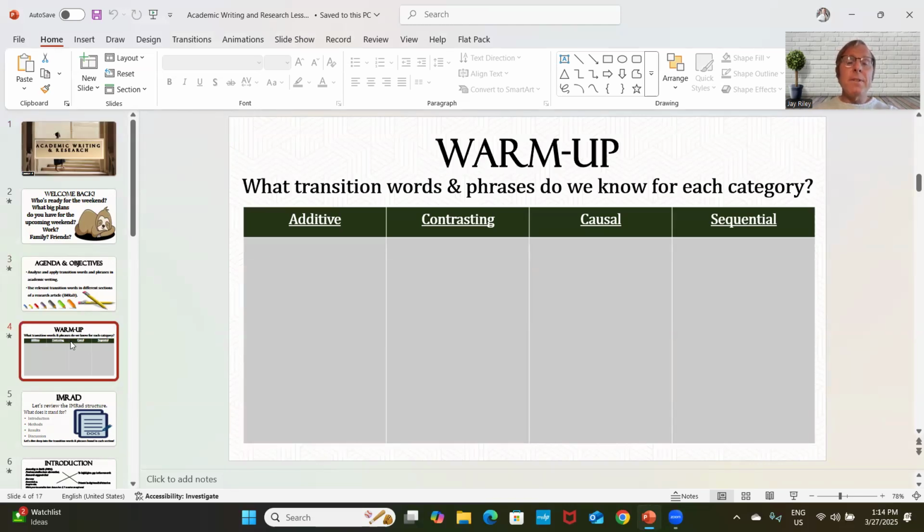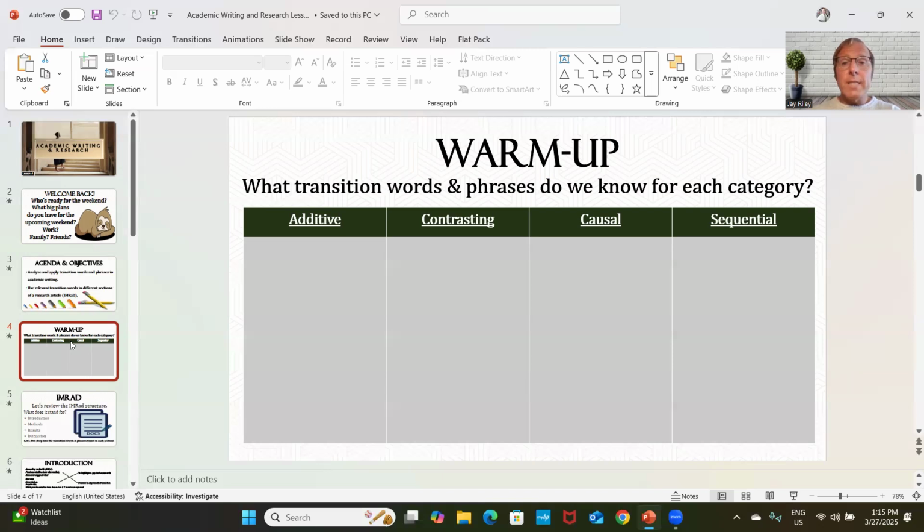So additive might be in addition, further, moreover. We would probably use these in our literature review. We could also use this when we're in our discussion, when we're talking about interpreting our findings. And similarly, contrasting, we can say, however, on the other hand, in contrast, contrary to. And again, we could use this in our lit review. We could use this also in our discussion.